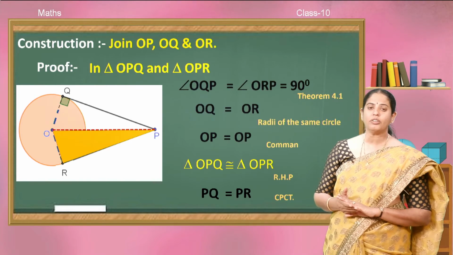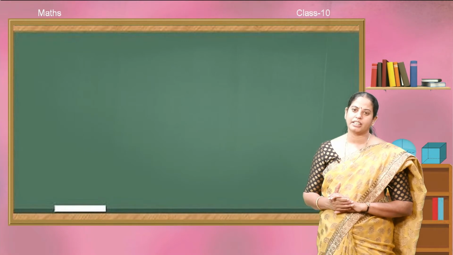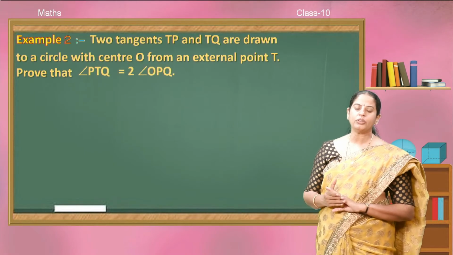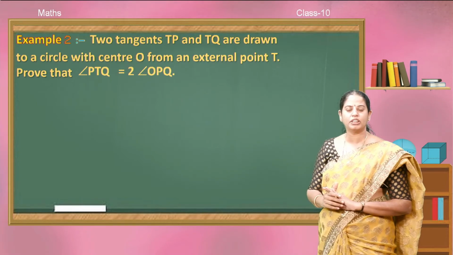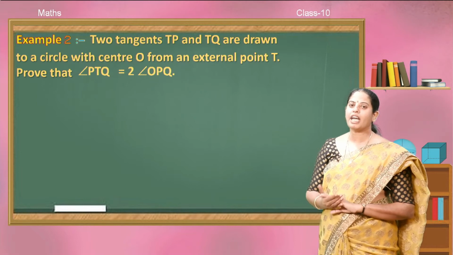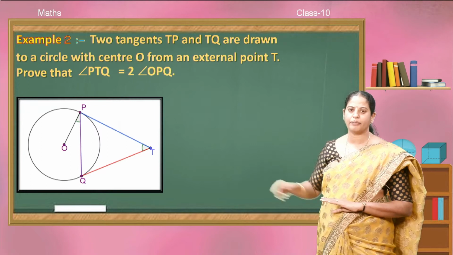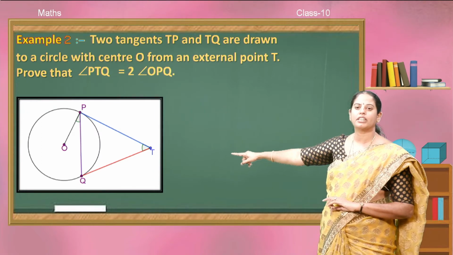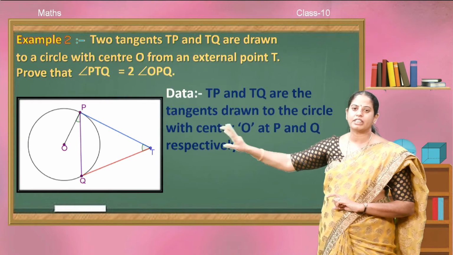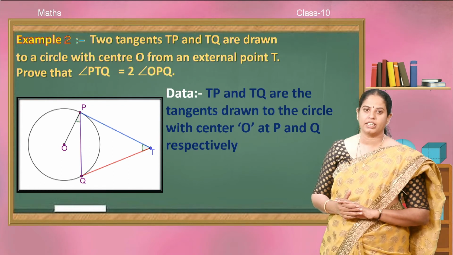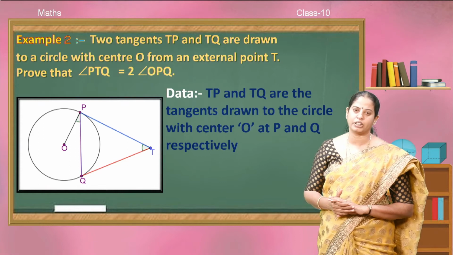Okay children, now let us solve some problems related to this theorem. Here is one example problem that is in your textbook. It is example 2. Two tangents TP and TQ are drawn to a circle with center O from an external point T. Here the external point is T and the tangents TP and TQ are drawn to the circle with center O. We have to prove that angle PTQ is twice the angle OPQ.